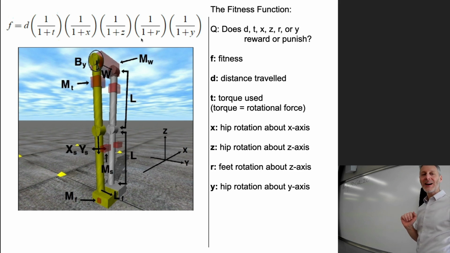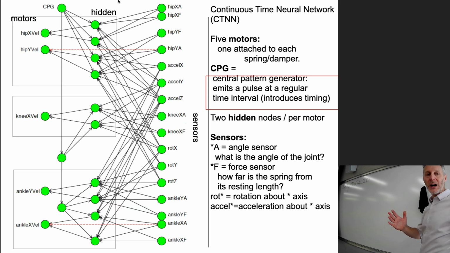There are 5 kinds of silly walks that they're going to penalize the robot for. Let's start with 1 over 1 plus t. T here is not time, it's the amount of torque that's used. Remember that torque means rotational force. So when they start to turn on the brain of the robot, values arriving at the 5 motor neurons are interpreted as torque, the amount of rotational force to apply at the hip, the knee, the ankle, and so on.